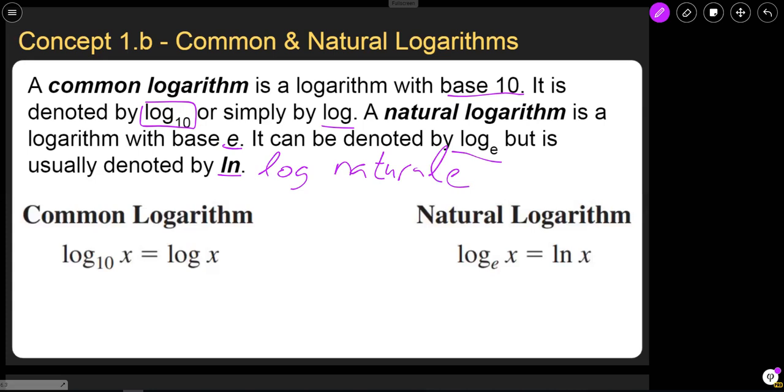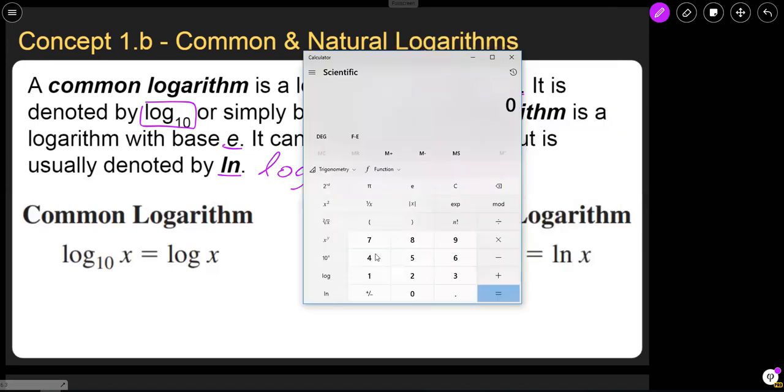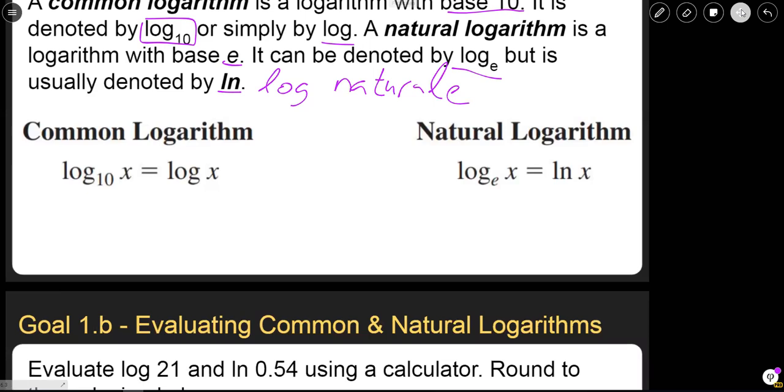The nice thing about this is that both of these functions appear on your calculator. Even the Windows calculator that's built in has both a log button and a natural log button. So if I want to calculate the natural log of 45, I just hit 45 and then click the ln key, and I get that the natural log of 45 is 3.8. All right, let's continue forward.